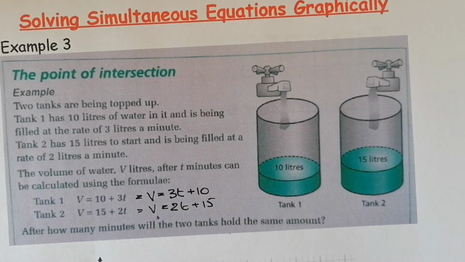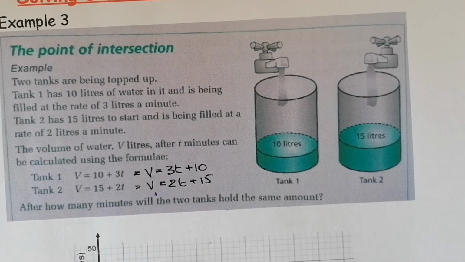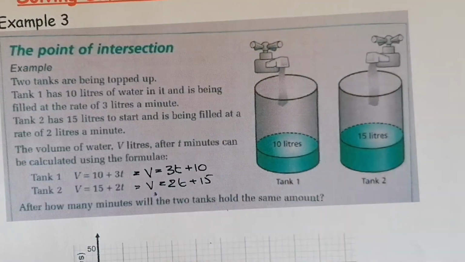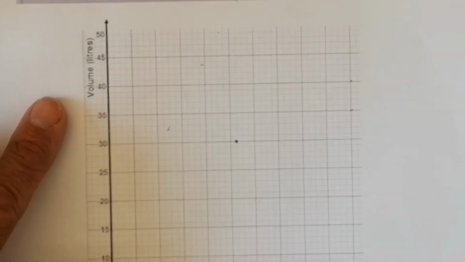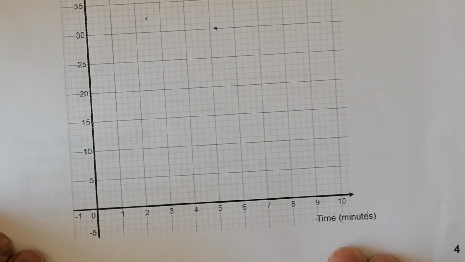So what I'm going to do is draw these out reasonably quickly so you can see what we're going to do from there. It's asking me after how many minutes will the two tanks hold the same amount. So that's the point of intersection that I'm really after. I've got volume up on this side, and here is time in minutes.